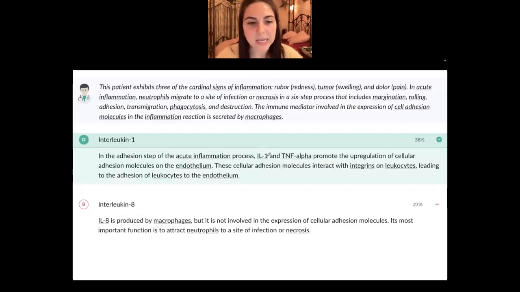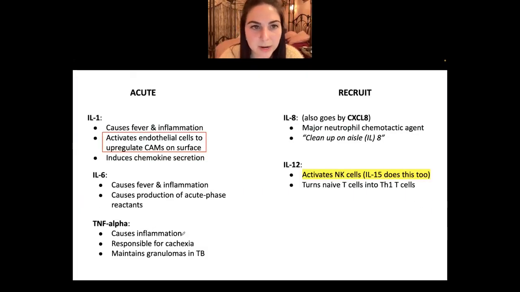Some of you guys picked IL-8, which is good. I mean, that's also going to happen. But I think because they were just mentioning the upregulation of the CAMs, that's going to be your IL-1. And then right on the acute phase, it seems like so long ago, it activates the endothelium. So it activates these CAMs on the surface.